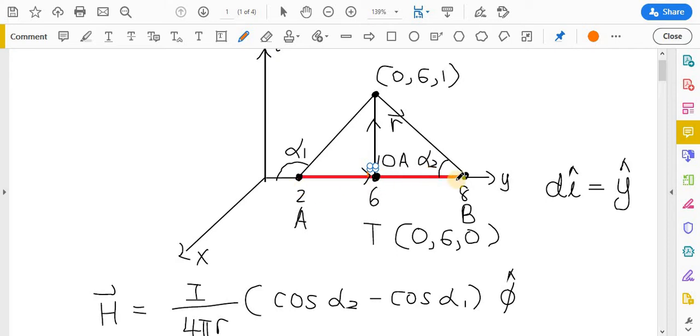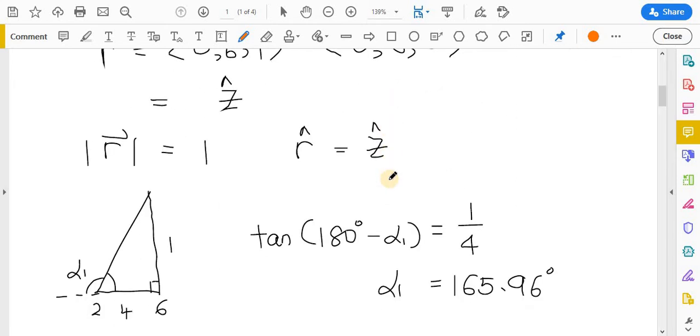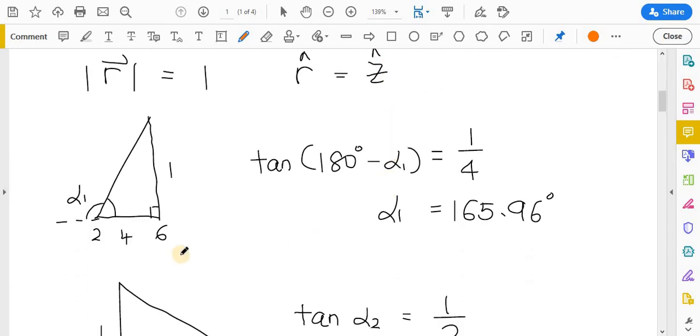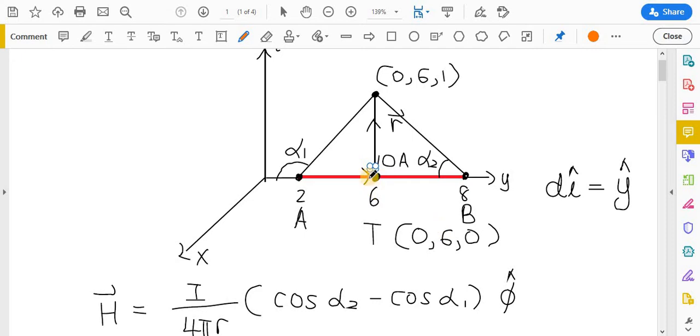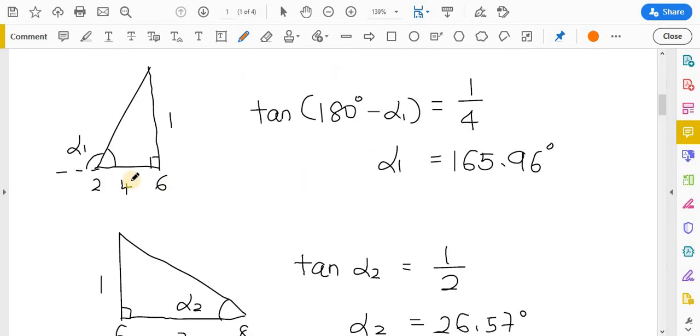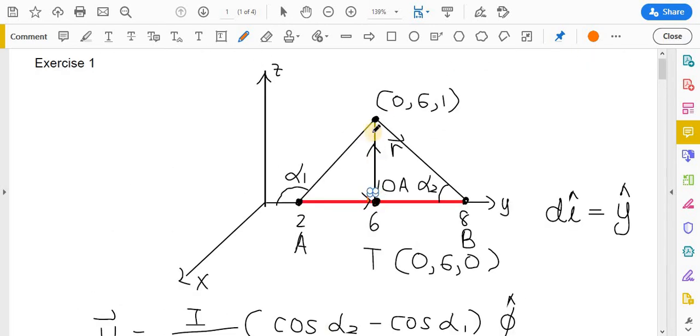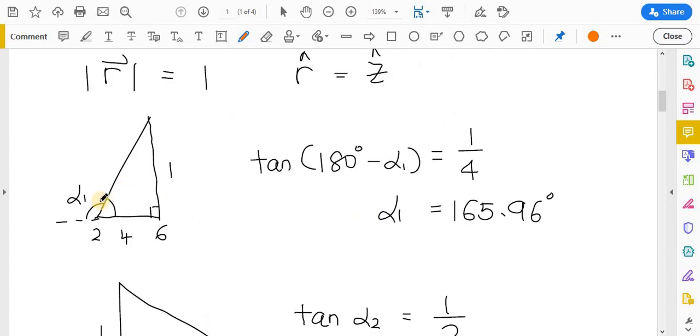So you need to find the angles. I redraw it here. Just now we know that this is 0.6, because the coordinate is 6. So I draw this triangle here. This is 2, this is 6, and this one is the height, 1. Why is it 1? Because the Z is 1. So you need to find alpha 1 using this.